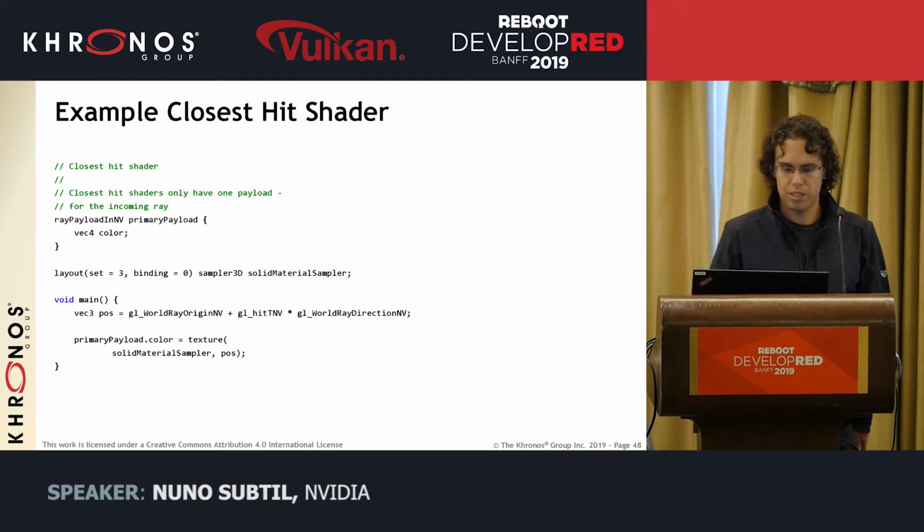And we have a 3D texture that's bound just like a regular Vulkan resource. And then in our main function for the hit shader, we use some of the built-ins to get intersection information, compute a position that we're going to sample the texture from, sample the texture, and write that result out to the payload. Fairly simple.